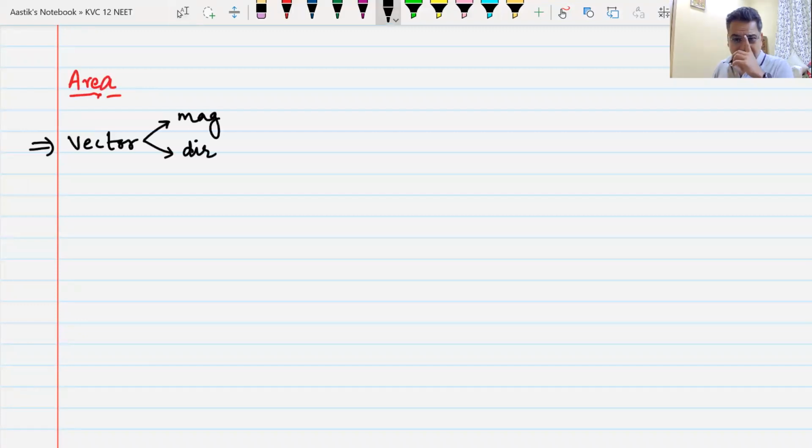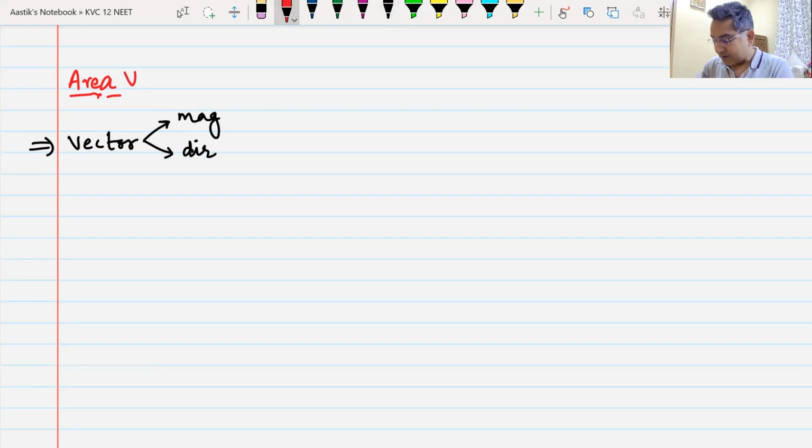Now, all of us know the magnitude of area. You can find out the area of a circle, a triangle, rectangle, square, and area of a trapezium on the higher side. You can easily find out the area. Magnitude of area is the geometrical area that you all know. The only new thing that comes here is the direction of area, or the direction of area vector.